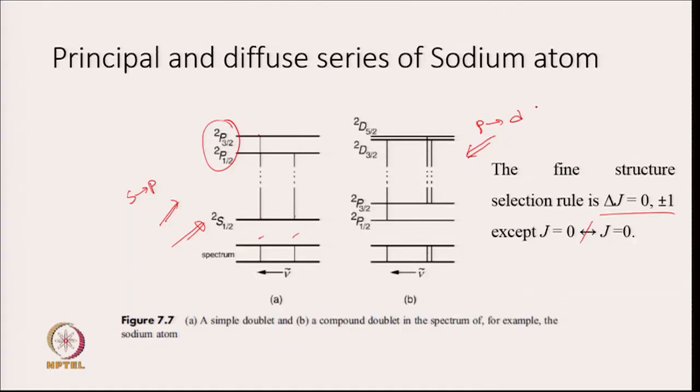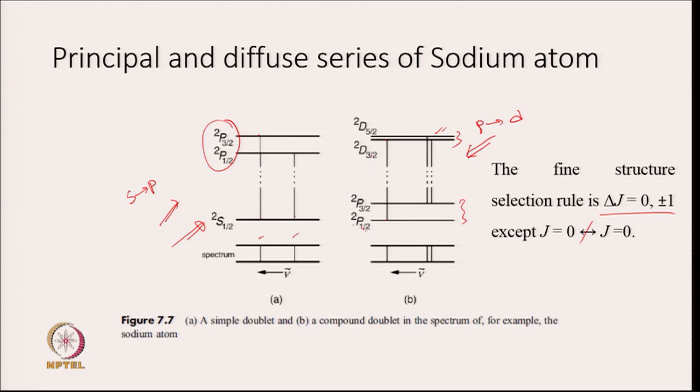Now look at P to D. P is split into two different states and D splits into two different states. The difference between these two states is high compared to the difference between these states. So the difference between 2p3/2 and 2p1/2 is higher in comparison to the difference between 2d5/2 and 2d3/2. We are talking about the difference in energy of these two levels. Now from here there is only one possibility of transition. You are going from 1/2 to 3/2, so delta J is plus 1.